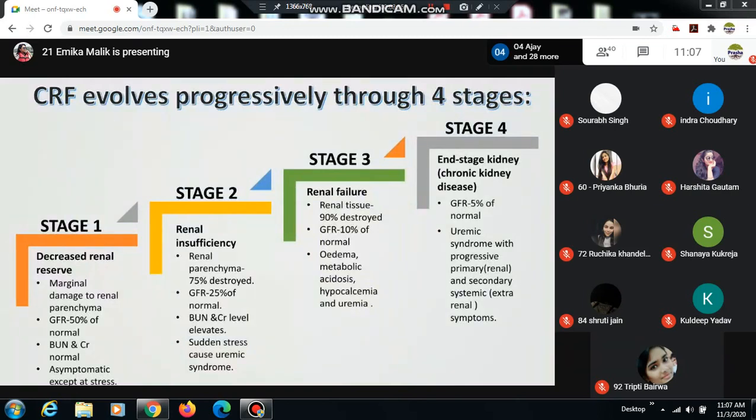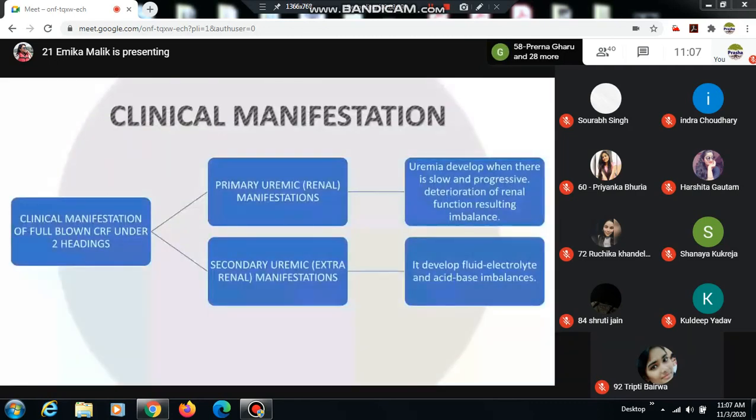In stage 2, we can see stress and uremic syndrome. In stage 3, metabolic acidosis, hyperkalemia, calcium level decreased in blood, and uremia. In stage 4, uremic syndrome with progressive primary and secondary systemic symptoms can be seen.